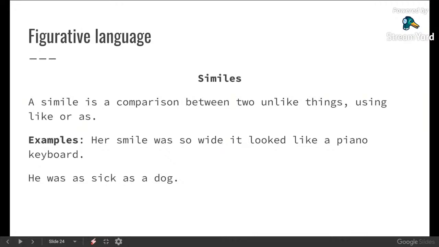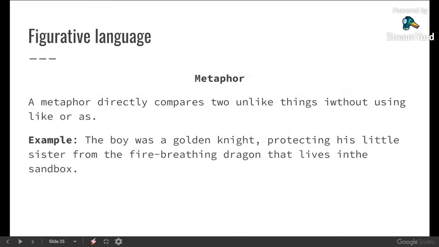So, for example, similes. A simile is a comparison between 2 unlike things using like or as. Her smile was so wide it looked like a piano keyboard. Or he was sick as a dog. Or metaphor. A metaphor directly compares 2 unlike things without using like or as. For example, the boy was a golden knight protecting his little sister from the fire-breathing dragon that lives in the sandbox.